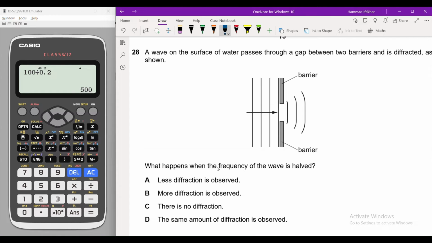A wave on the surface of the water passes through a gap between two barriers and is diffracted as shown. What happens when the frequency of the wave is halved? So when the frequency of the wave is halved, the wavelength is doubled, right? So when the wavelength is doubled, we will observe more diffraction than this. That means there will be more bending of the wave.